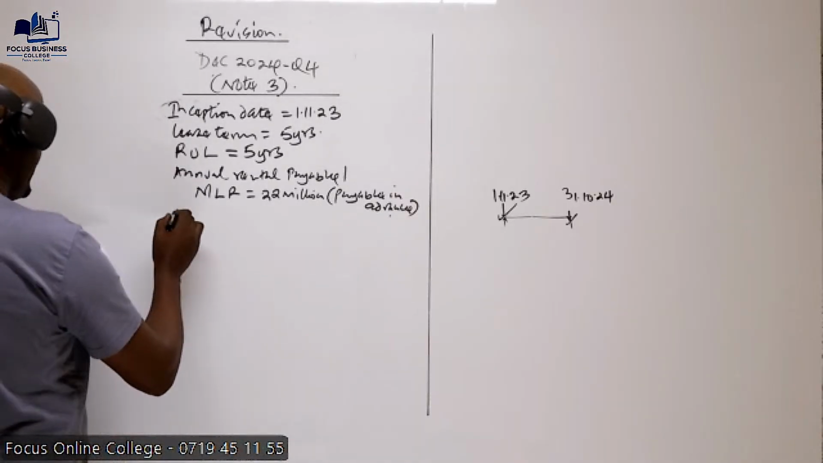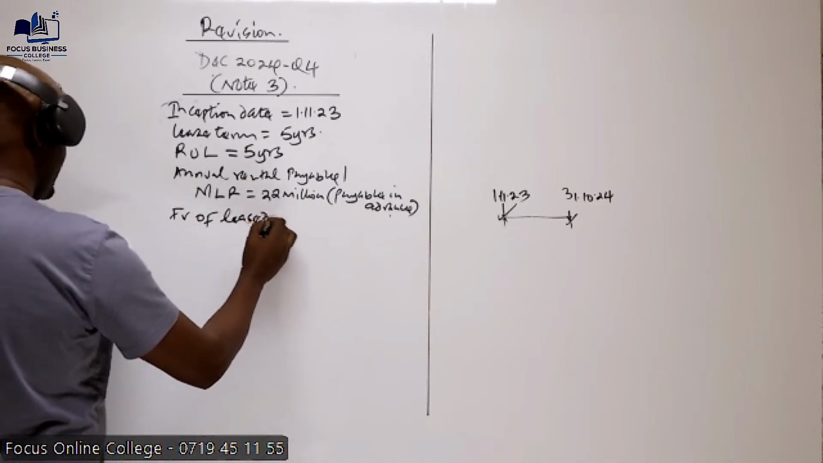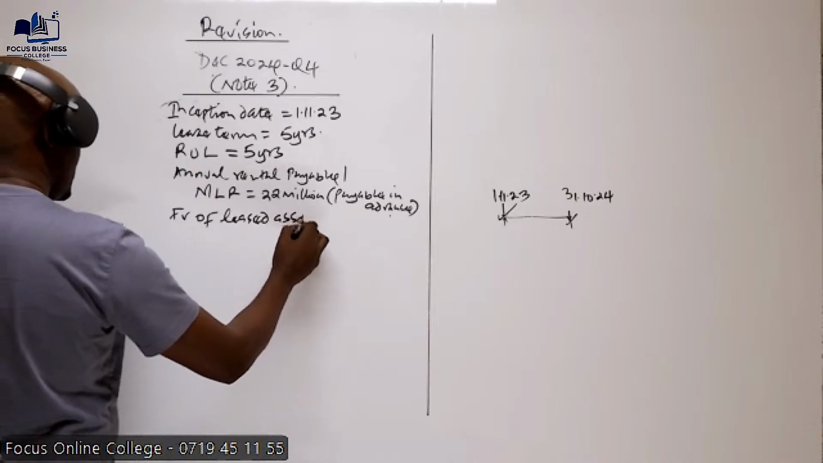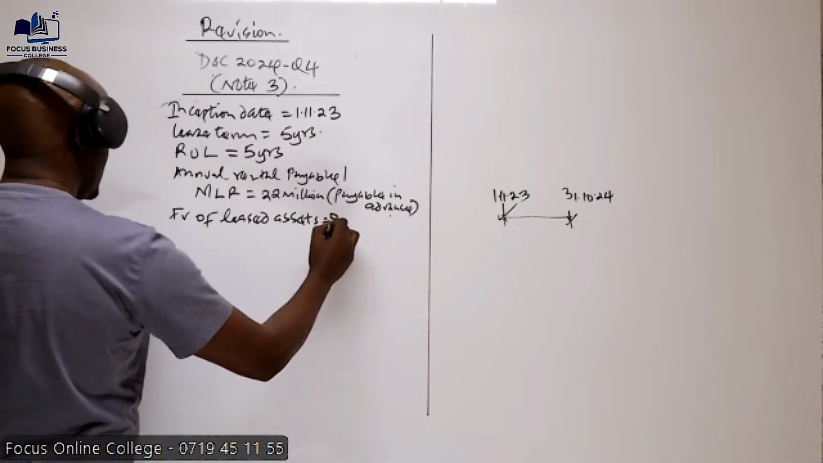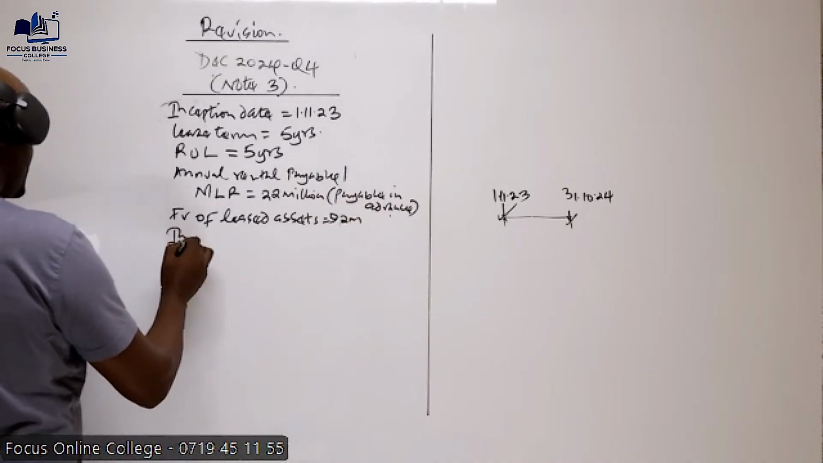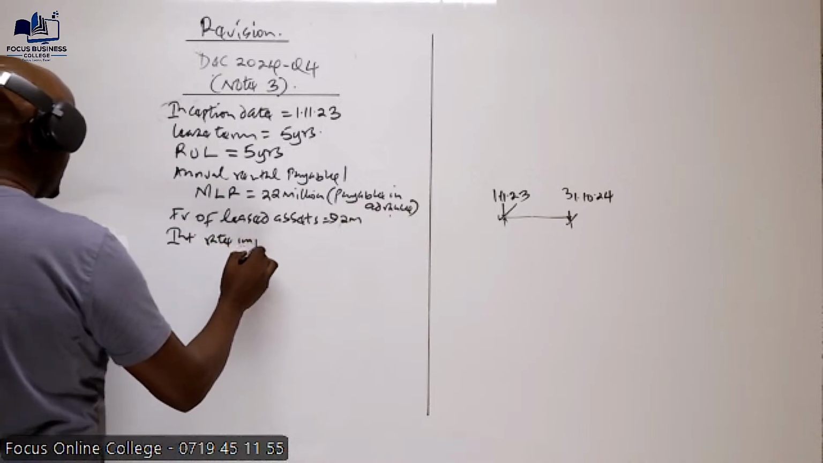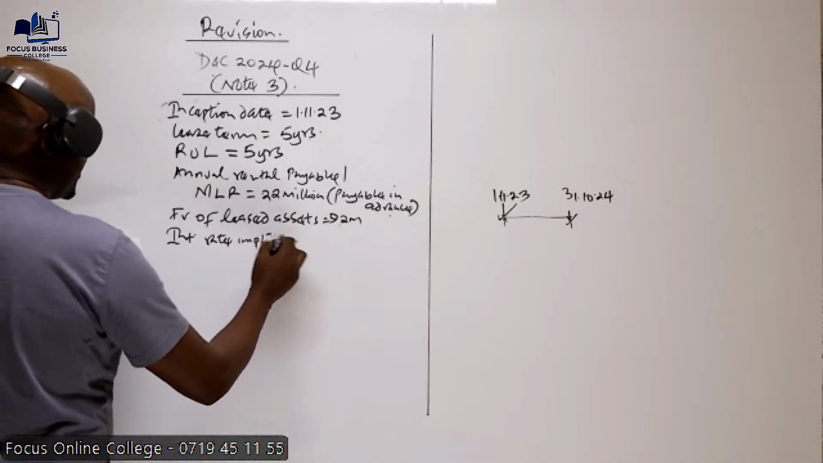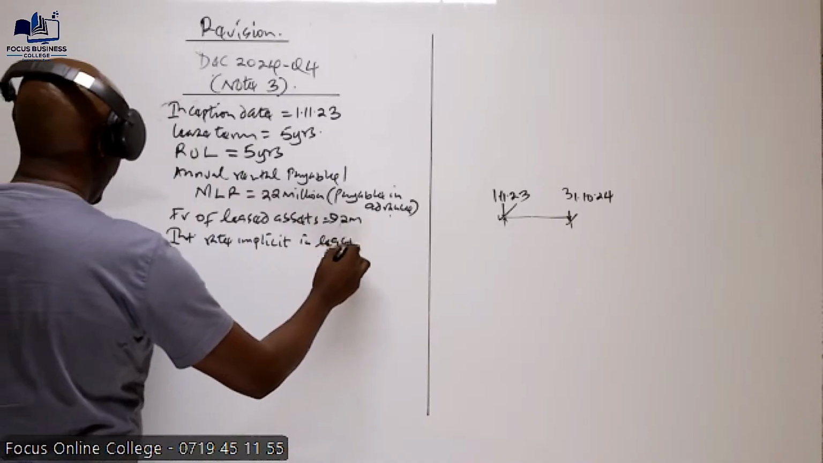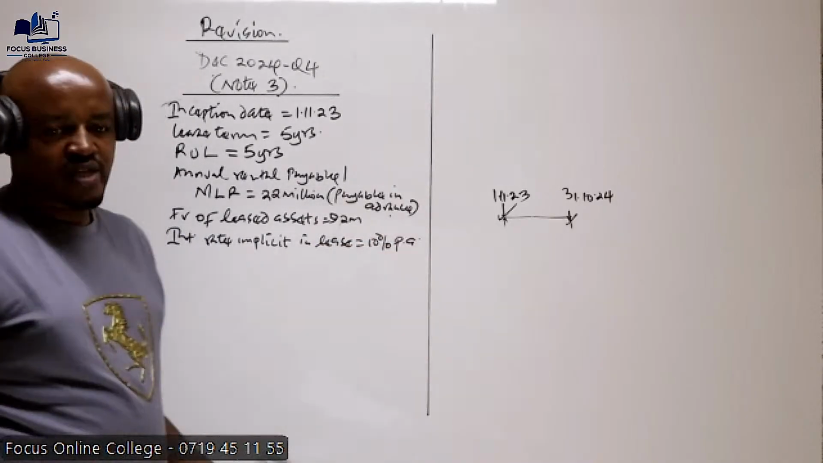And then also we are given the fair value of the leased asset, which is basically 92 million. And then we have the interest rate implicit in the lease, which is basically 10% per annum. Those are the details of the lease.